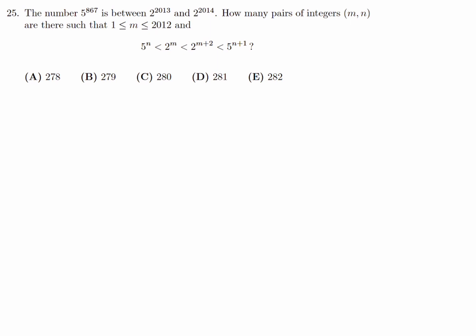The number 5 to the power of 867 is between 2 to the power of 2013 and 2 to the power of 2014. How many pairs of integers m, n are there such that 1 is less than m is less than 2012, and 5 to the power of n is less than 2 to the power of m, less than 2 to the power of m plus 2, less than 5 to the power of n plus 1? Before we tackle this question, let's try to understand it.